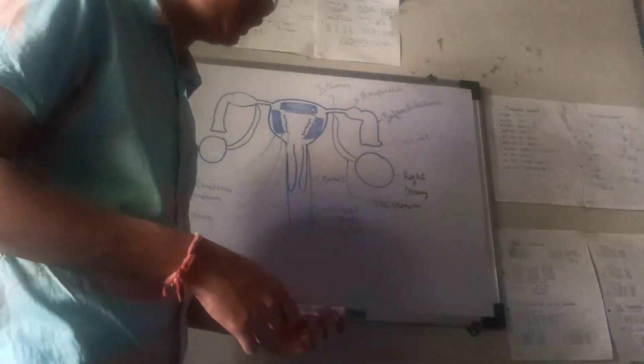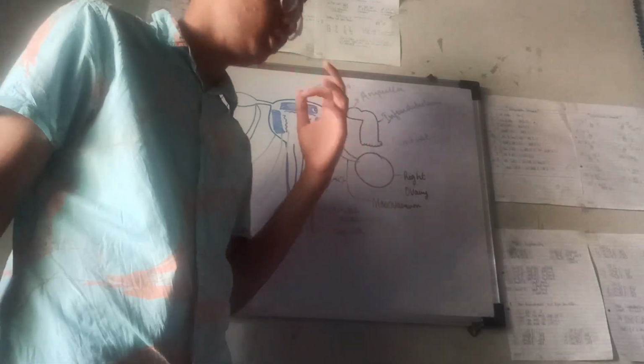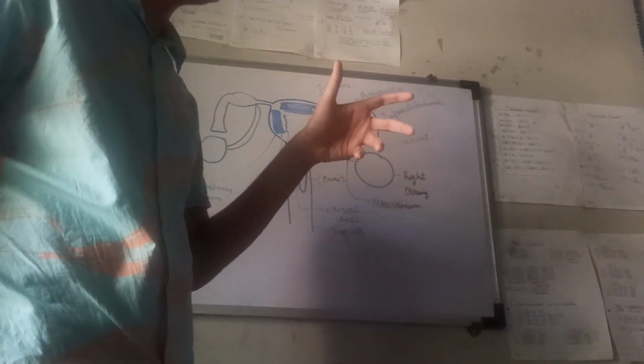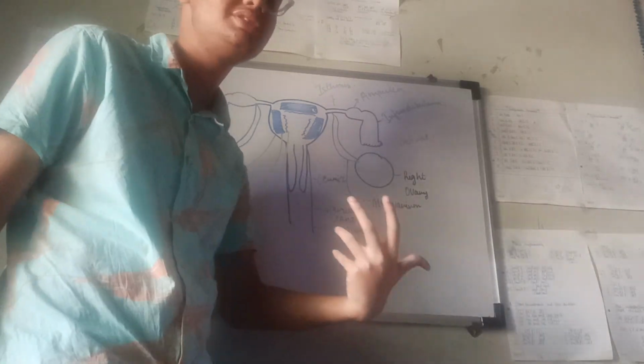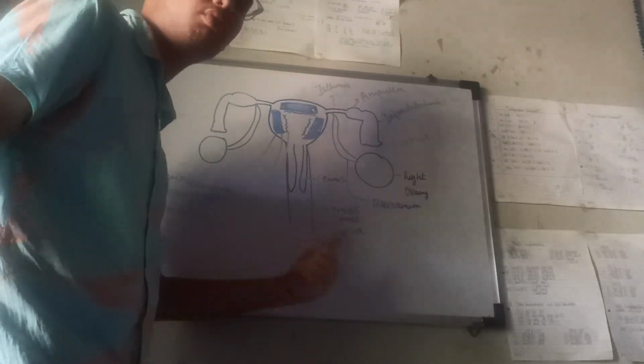Now I can cover also the external genitalia. The external genitalia, which is a part of the female reproductive system, is not seen in this diagram. So we have a different diagram of female genitalia. I will rub this down.